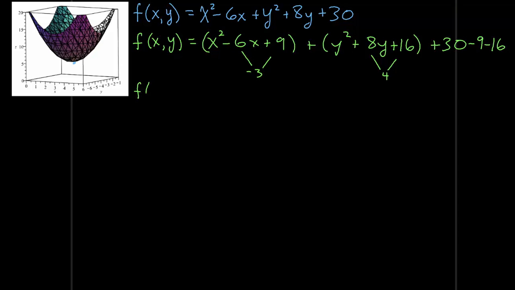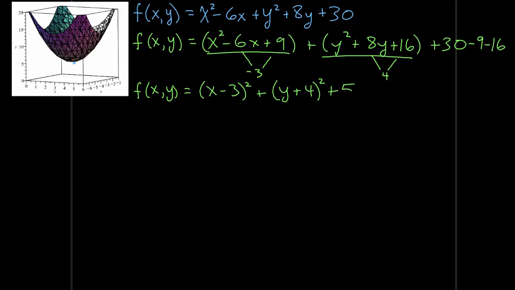Now we have this. We have x minus 3 squared for this first part, plus y plus 4 squared for this part, plus 5. And now you can see we could talk about this point right here. Now, this problem was simple because it's a paraboloid, and we notice this is a paraboloid opening up. So when we complete the square this way, we get a 3, a -4, and the minimum value is 5. So what we've done is we've located this point.